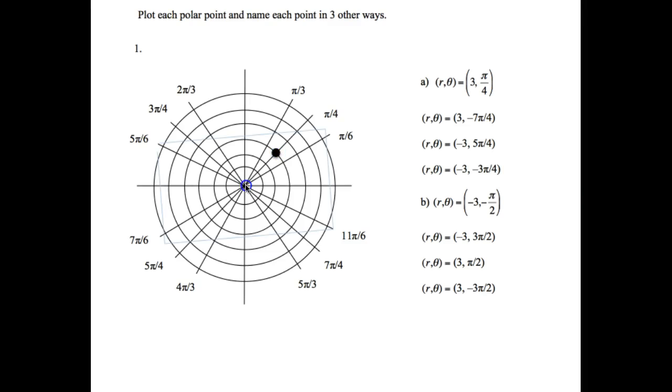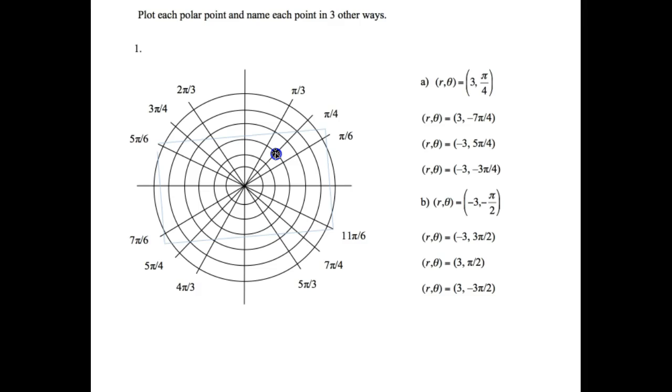And one more negative radius. Go to the left, 1, 2, 3, radius of negative 3. Take a shorter route here and go around this way, which is negative because we're going clockwise. There's a half pi, and a quarter more is 3/4 of a pi. So this spot is negative 3 comma negative 3 pi over 4, which is the same as negative 3 comma 5 pi over 4, which is the same as 3 comma negative 7 pi over 4. And finally, it's the same as 3 comma pi over 4.